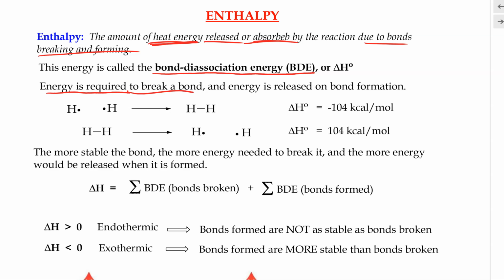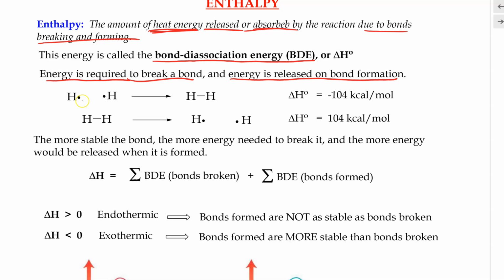And as a bond is being formed, energy is released. So due to the breaking and the forming of particular bonds, we might be making a bond with a lot of energy and breaking a bond with less energy and so on. So basically the difference in energy due to bond breaking and bond forming is what gives rise to the enthalpy of reaction. For example, let's say here we have two hydrogen radicals. When these two hydrogen radicals come together to form a bond, this reaction has a delta H equal to negative 104 kilocalories per mole.